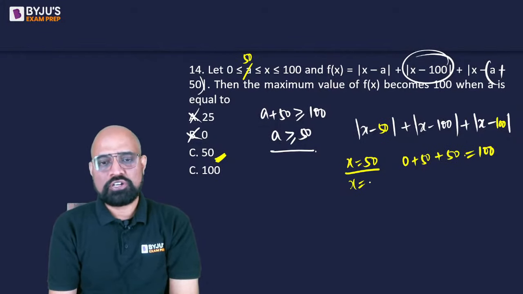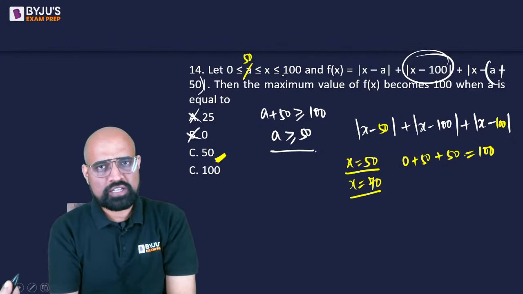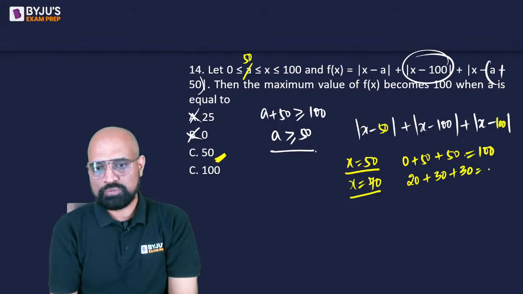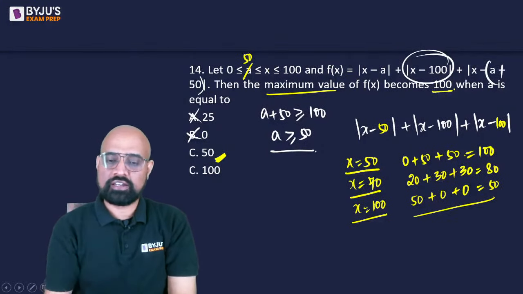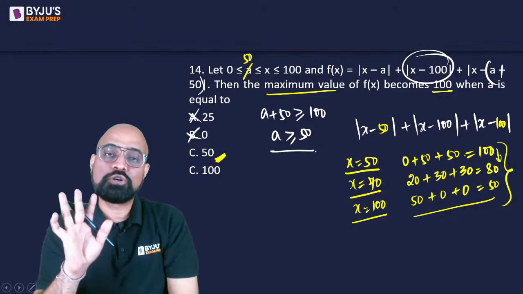If I take x as a number between 50 and 100, let's take 70. I am going to get 20 from there, 30 from there, and another 30 from there. So this is going to be 80. If I take x is equal to 100, I'll get 50 from there and nothing from the others, so this gives me 50. The maximum value stays 100. As you can see, the value is decreasing and the maximum value you are going to get is 100 only.